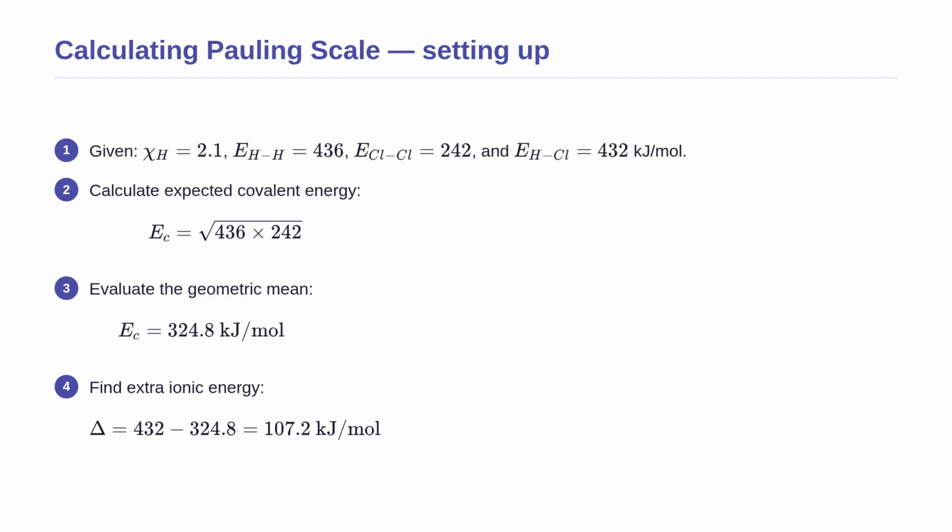Let us see this formula in action with a concrete example. We want to find the electronegativity of chlorine. We are given hydrogen's value as 2.1 and the bond energies for pure hydrogen, pure chlorine, and the hydrogen-chlorine molecule. First, we calculate the expected perfectly covalent bond energy by plugging the pure bond energies into our geometric mean formula. Multiplying 436 by 242 and taking the square root gives us 324.8. Next, we subtract this theoretical baseline from the actual measured bond energy of 432, revealing an extra stabilization energy of 107.2 kilojoules per mole.